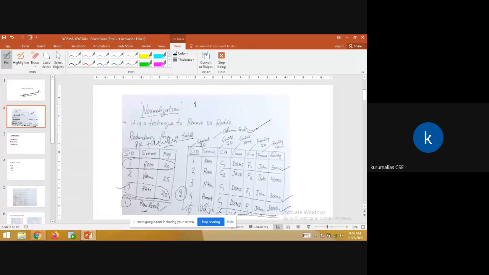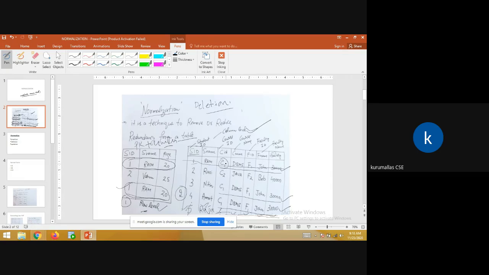Whereas in the case of deletion, how do we apply deletion anomalies? Suppose you want to delete the row with C1, based on this SID we can delete this entire row. Delete from which table? For the student table: delete from student where SID equal to 1. We can delete this first row directly, because there is no SID 1 for the remaining students.